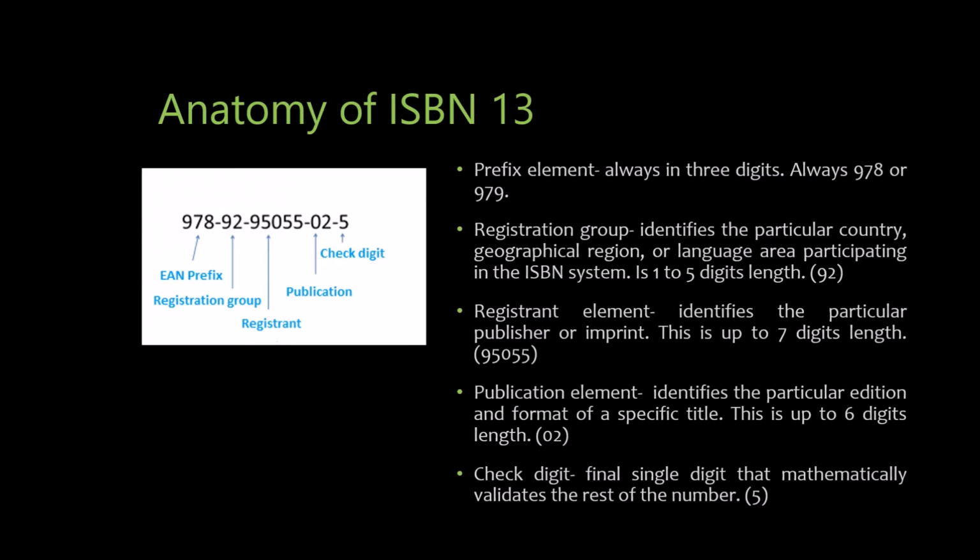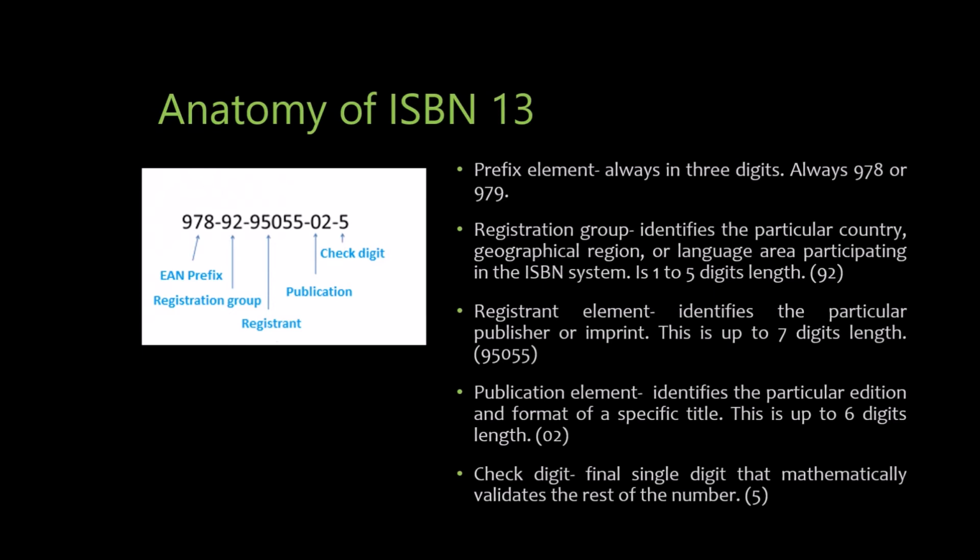It is 1 to 5 digits length. Now here, registration group is 92. Registrant element identifies the particular publisher or imprint. This is up to 7 digits length, and the registrant element in this example is 95055. Publication element identifies the particular edition and format of a specific title. This is up to 6 digits length. Here, the publication element is 02. The check digit, final single digit that mathematically validates the rest of the number. Here, our check digit is 5.